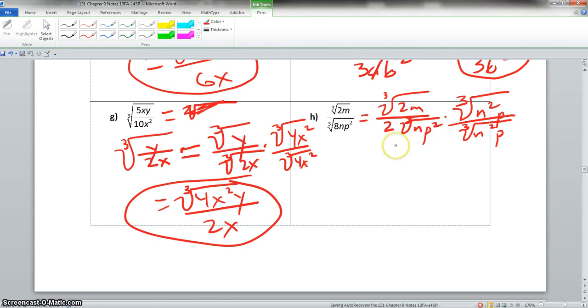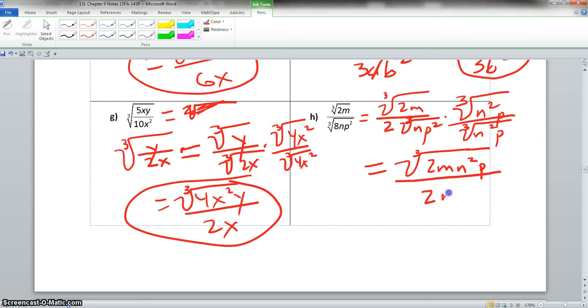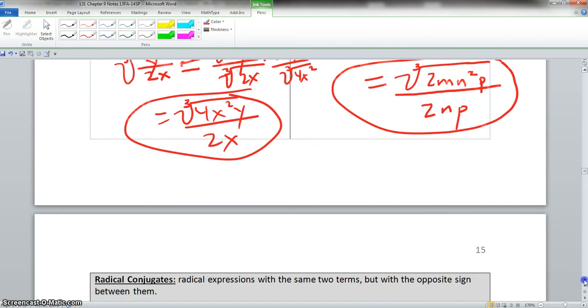Okay, class, picking up where we left off, we had the cube root of 2m times the cube root of n squared, which would give us the cube root of 2m n squared, and also p, all over. Now, the cube root of np squared times the cube root of n squared p will give us 2np. Now, there's nothing more we could do with this problem, so we're done. Now we scroll down here to the next page.